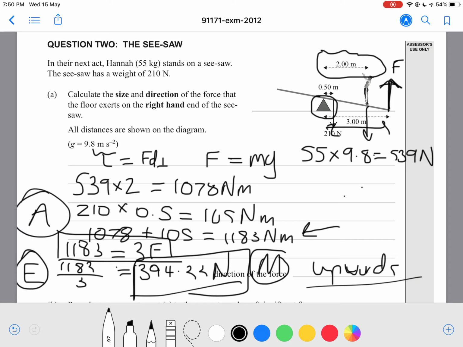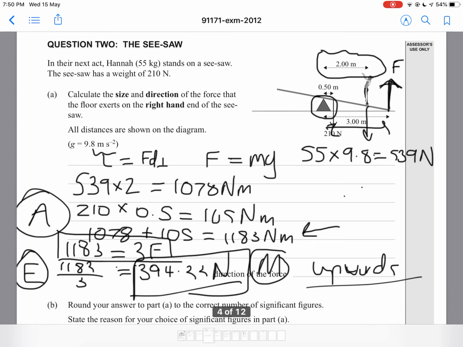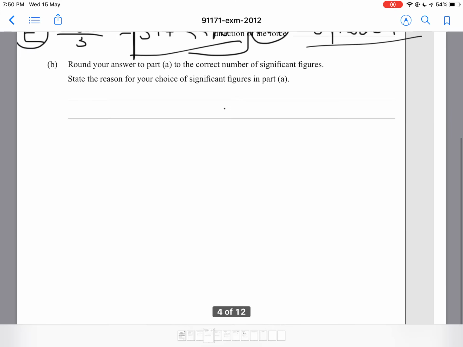Okay, so if a question asks you for the direction, don't forget to put in that direction. I just forgot the direction myself, so that was quite silly of me, okay? So getting all the way up to answer plus direction, you'll get the excellence grade here.